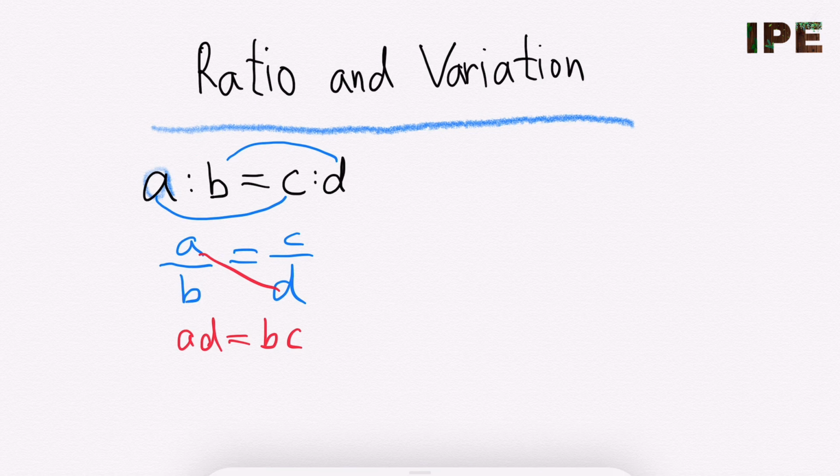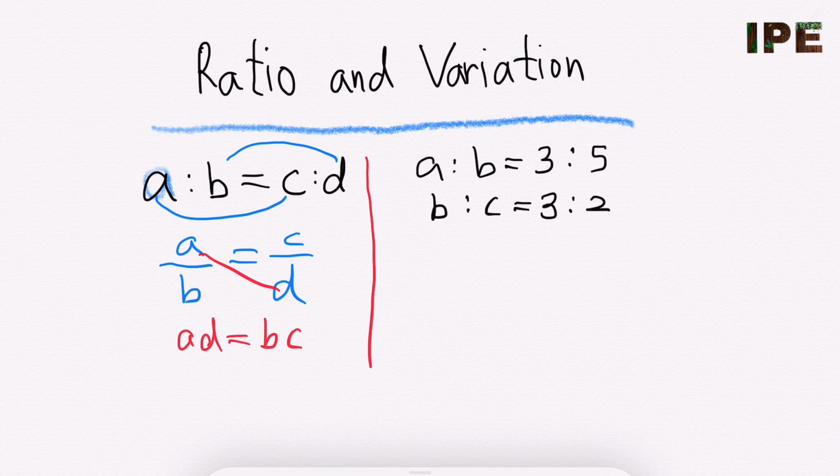Another type of ratio problem is a ratio of three values. I'm going to explain that with an example. If A to B is given as 3 to 5, and B to C is 3 to 2, and then it asks you, what is A to C? It's a ratio problem with three values, A, B, and C. To solve this problem, you make just one ratio with the three values A to B to C. I'll show you how.